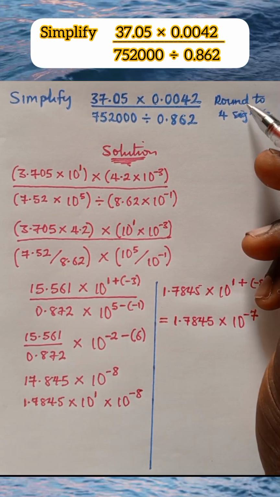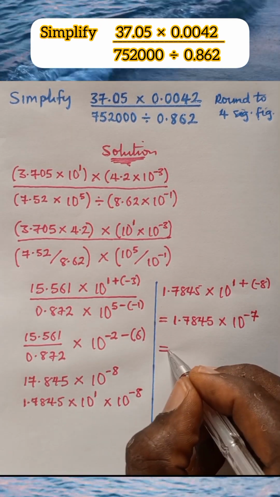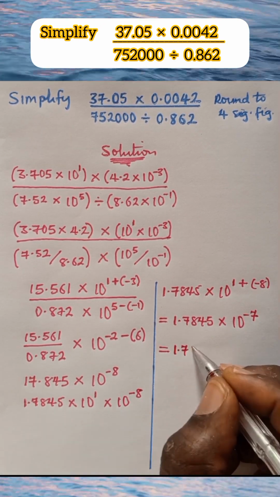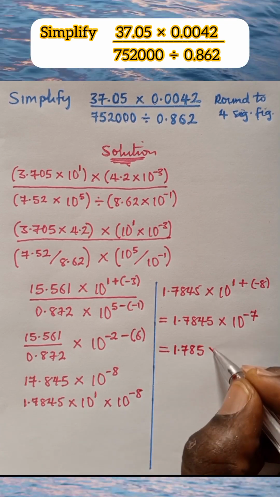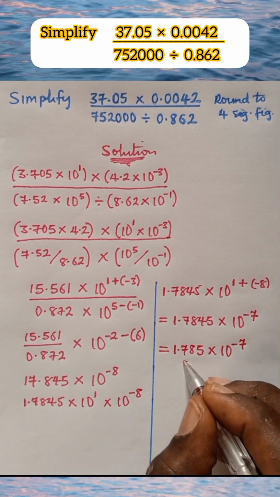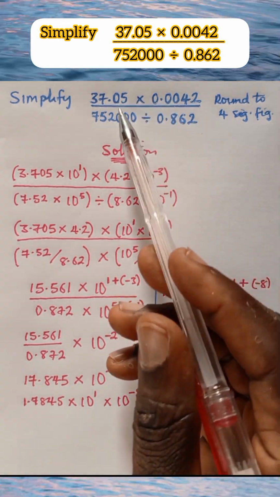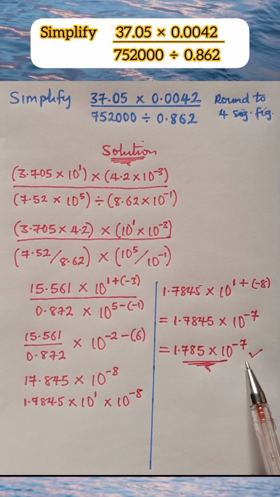But we have to round off our answer to 4 significant figures. So our final answer therefore becomes 1.785 times 10 raised to the power of negative 7, and this becomes our final answer. To confirm this, simply use your calculator to solve this out, and this is what you will get.